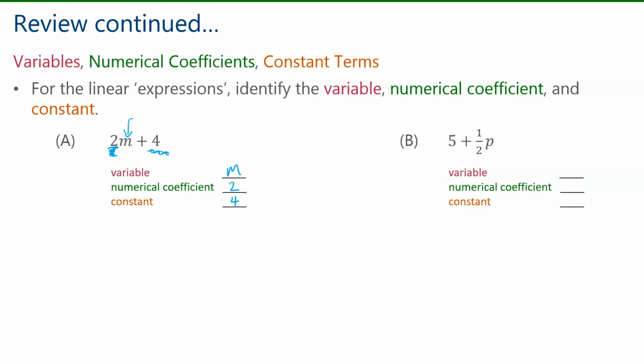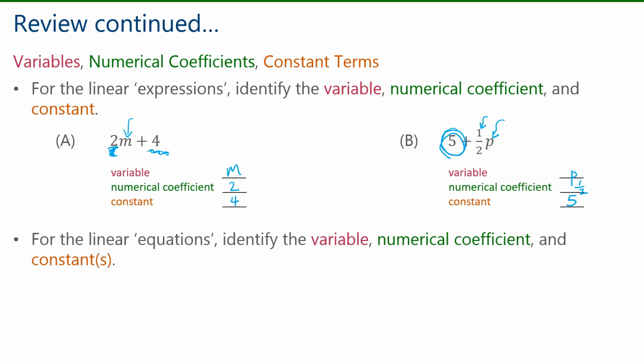In B, the variable is easy enough to pick out. That's a p. Our numerical coefficient is what comes directly in front of that variable, which is a half. And our constant term, the constant that's existing by itself over here to the left of the addition sign in this case, is a 5.